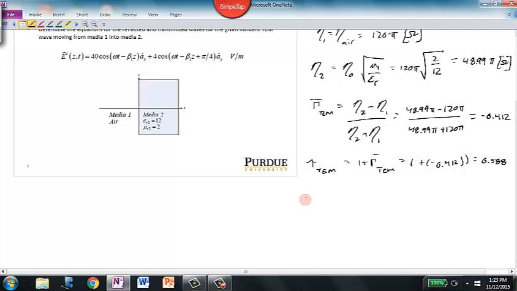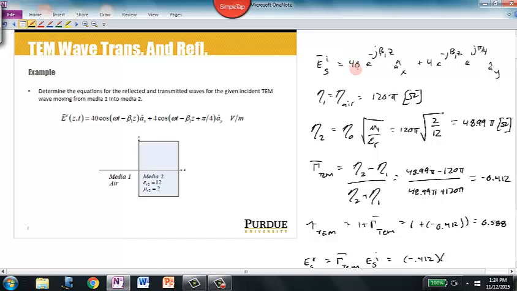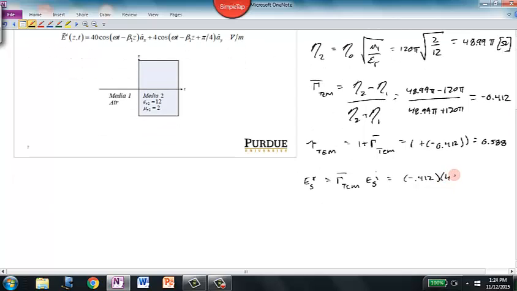I can then determine the magnitude of the reflected wave, E0 of R. That's equal to the reflection coefficient for the TEM mode times the magnitude and phase of the incident wave, and so that's going to be equal to minus 0.412 times the magnitude, which was 40 here, and then the second magnitude was 4. So it's got two components. This is the component in the a hat x direction. This is the component in the a hat y direction. So this is going to be minus 16.48, and this is going to be minus 1.648.